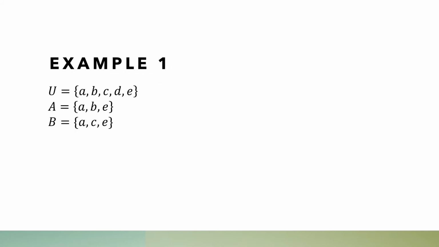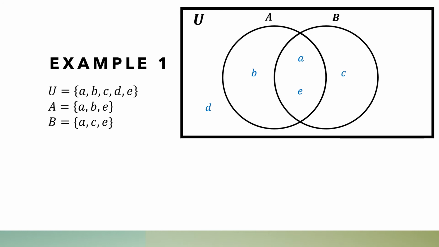Once again, the universal set is A, B, C, D, E. Set A is A, B, E. Set B is A, C, E. Now let's have the illustration. Once again, this is the illustration.